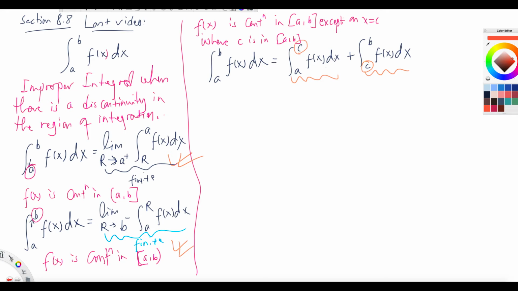But here, if this is finite and this is finite, then we call that the whole integral is finite and converges. If one of them is finite and the other is infinite, we call this diverges. Okay, so for this to converge, both of them must be a finite number. Both of them must converge. That's the thing. Okay, now let us do some examples on this type.